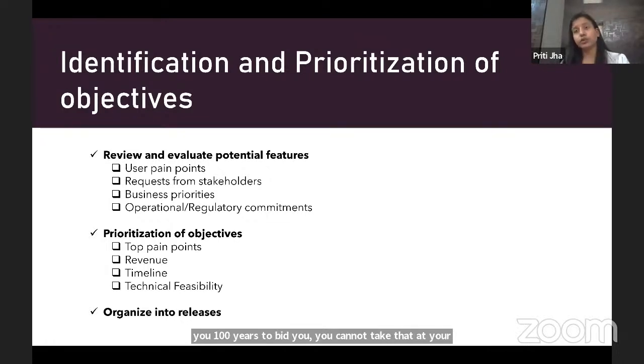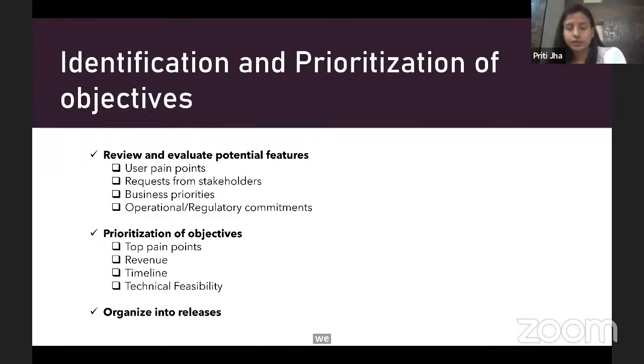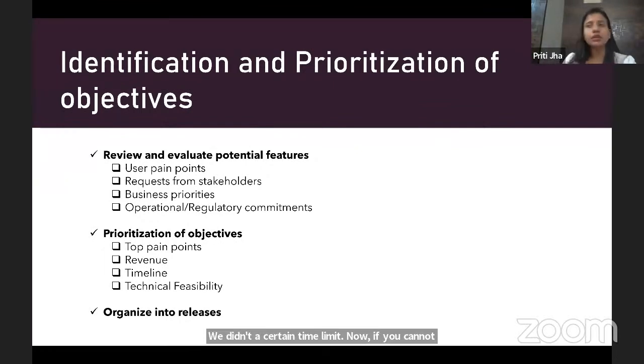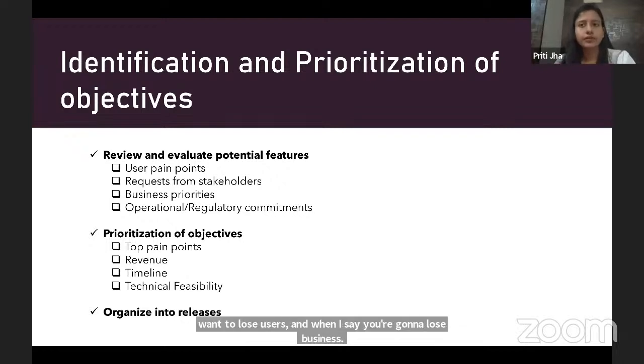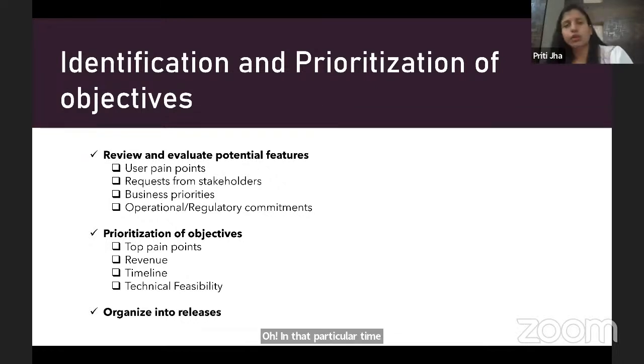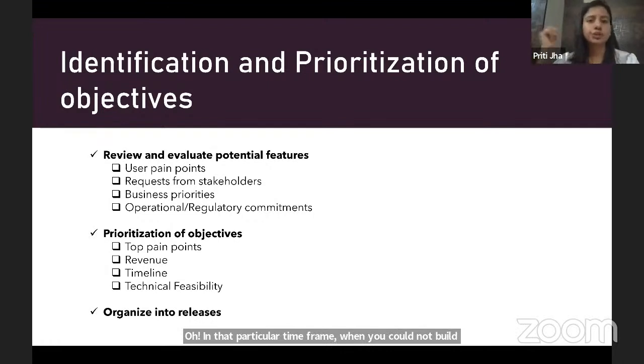Possibly, your stakeholders might be wanting a certain thing within a certain time limit. Now, if you cannot deliver that within a time limit, either you're going to lose business, or you're going to lose users. And when I say you're going to lose business, in that particular time frame, when you could not build the product, a competitor might come up with it and build and ship it out there in the market.